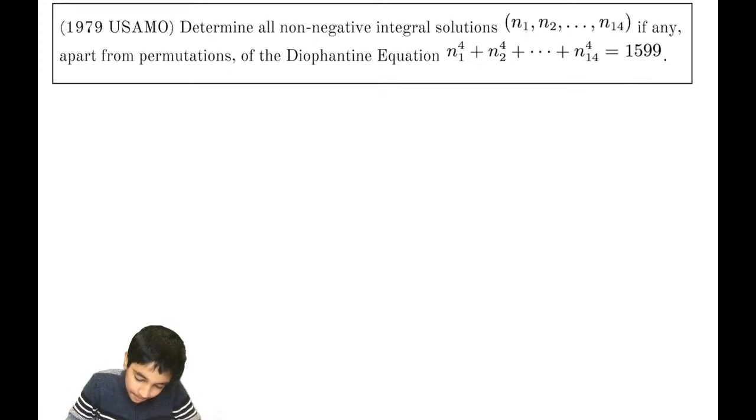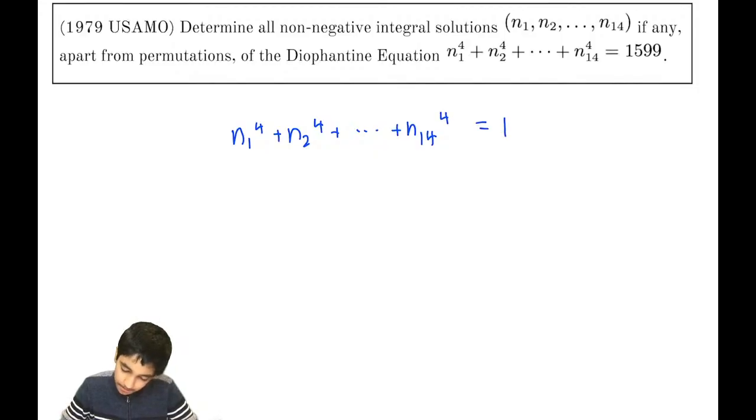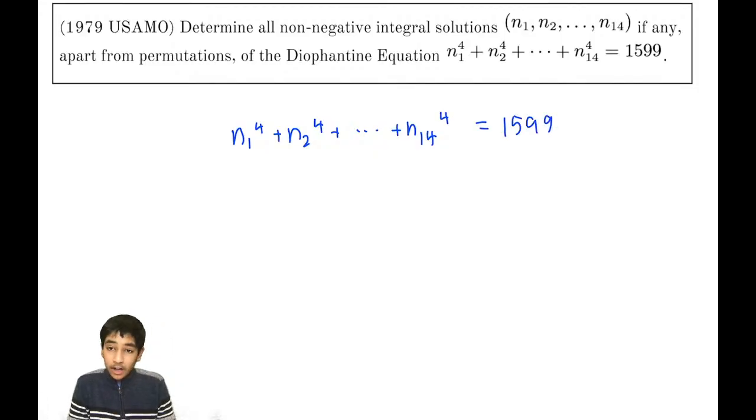So basically, we have n1 to the 4th power plus n2 to the 4th power plus ... plus n14 to the 4th power equals 1599. So in Diophantine equations, another strategy is that you take certain mods. So we can combine Diophantine equations with modular arithmetic. Whenever you have some Diophantine equations, generally by taking mods, we can simplify and cancel out the bulk of our terms.